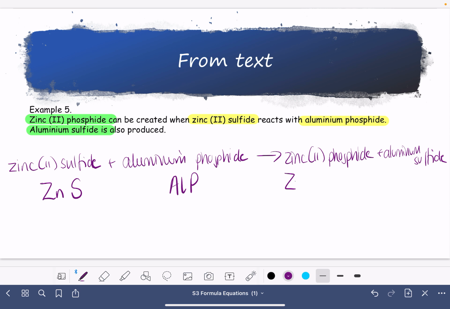So we'll pop that in, Zn3P2. And then we've got aluminium sulfide. So we've got SVSDF. The symbol for aluminium is Al and for sulfur is S. The valency for aluminium is 3 and for sulfur is 2. So we cross those over, can't divide them any further, and it's going to be Al2S3.